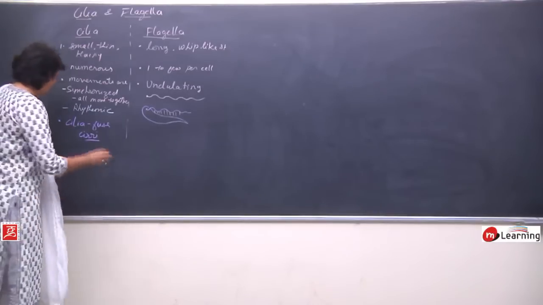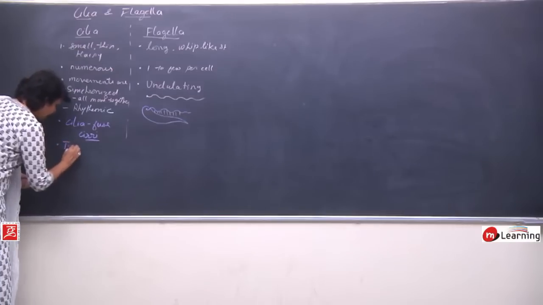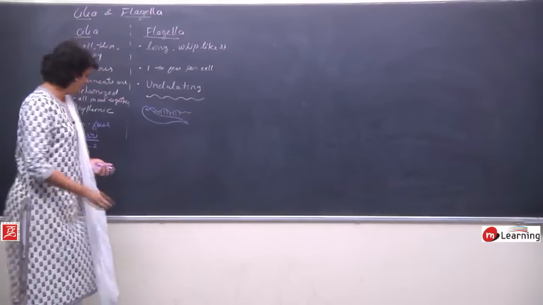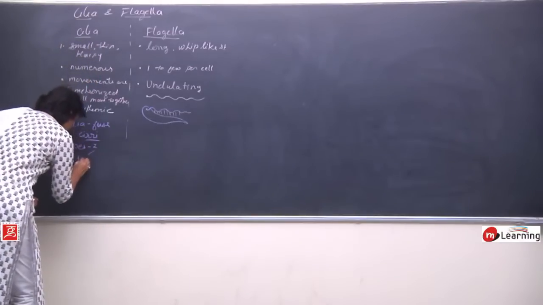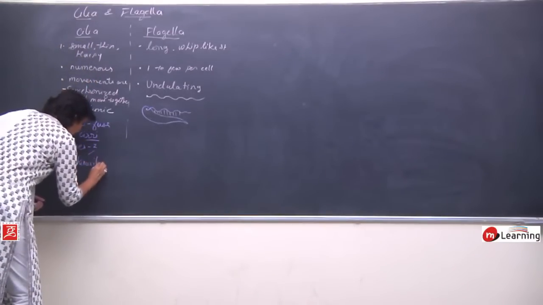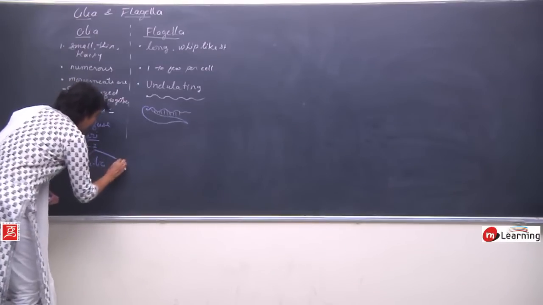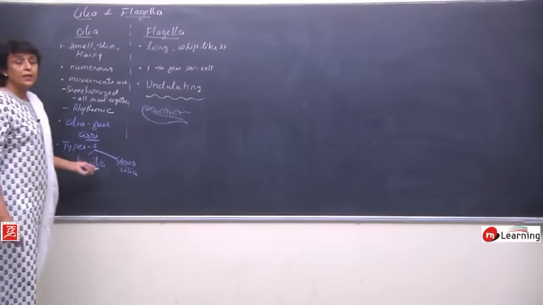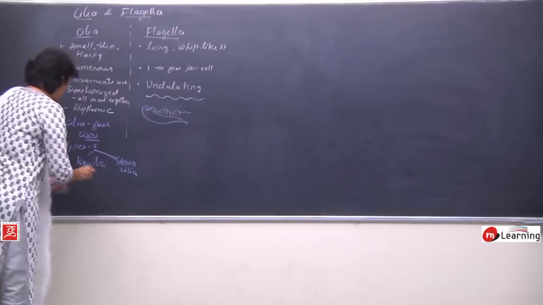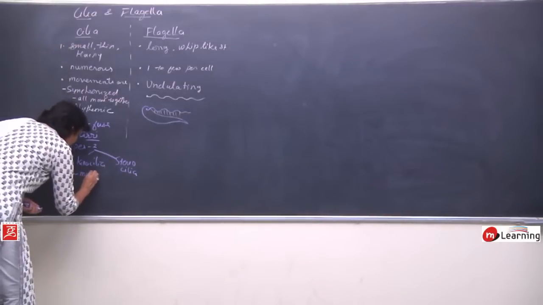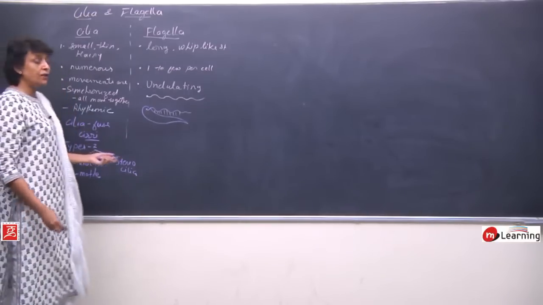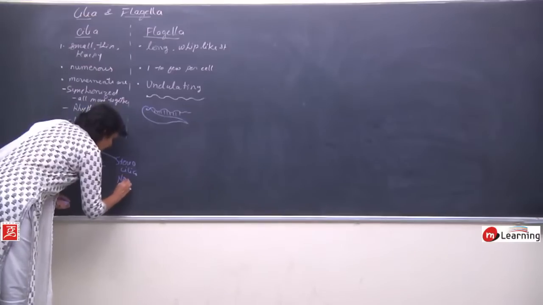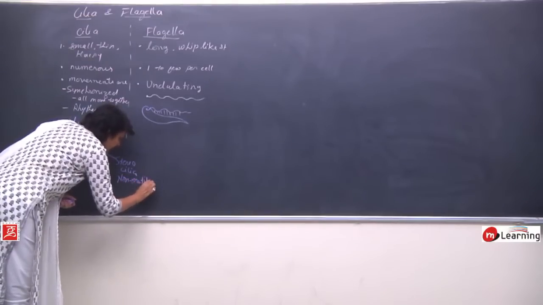Types of cilia. There are 2 types. One is called kinocilia and the other is stereocilia. Kinocilia are motile cilia. That means they move, they are motile. And stereocilia are non-motile, they don't move.